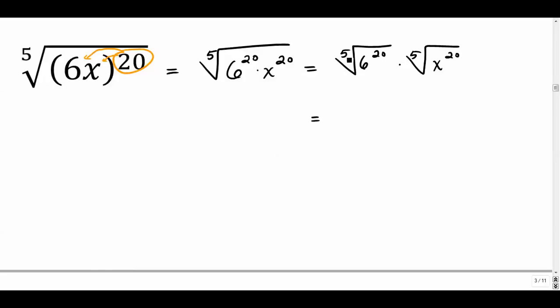Well, the fifth root of 6 to the 20 is, if you think about it, 6 to the 20 can be broken down like this: 6 to the fifth times 6 to the fifth times 6 to the fifth times 6 to the fifth. Because the rule is you just add these exponents. 5 plus 5 plus 5 plus 5 is 20.